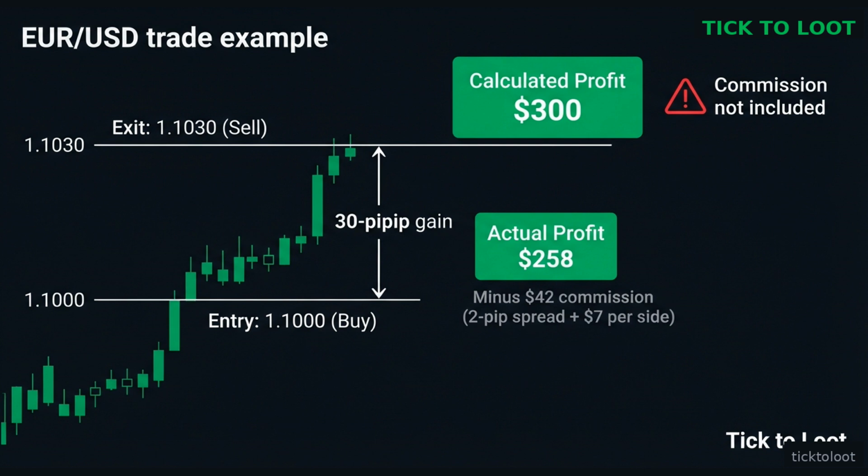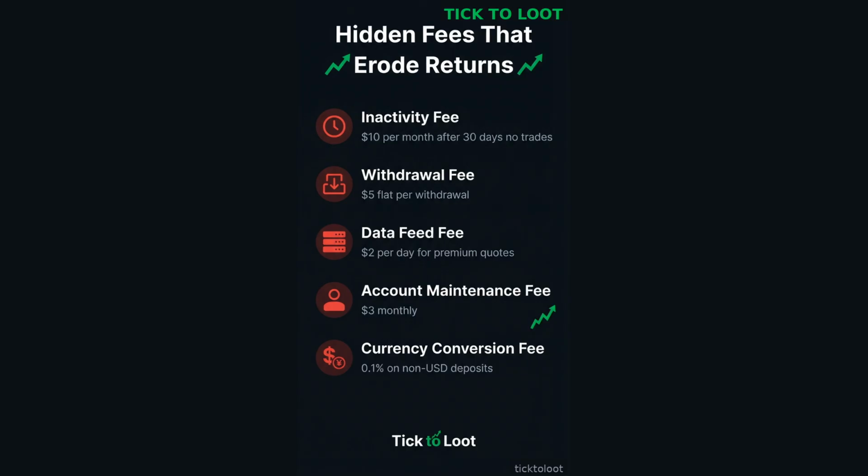Even after you factor in the obvious commission and spread, many brokers hide extra charges that silently chip away at your returns. Think of these hidden fees like tiny holes in a bucket. You keep pouring water in, but a few drops always leak out. The first common leak is the inactivity fee. Some brokers charge, for example, $10 each month if you haven't opened or closed a trade in the last 30 days. If you take a break to study the market, that $10 quietly reduces your capital.